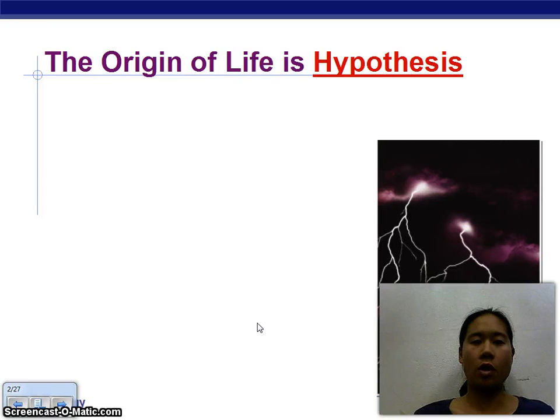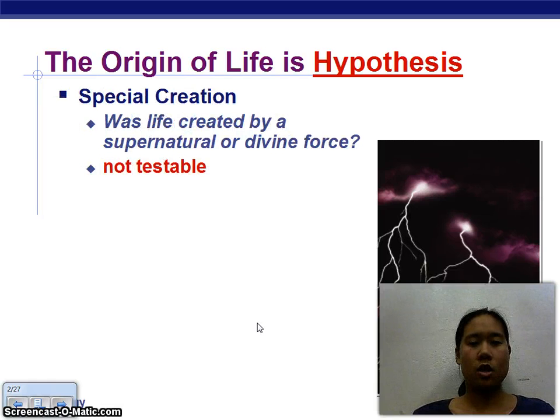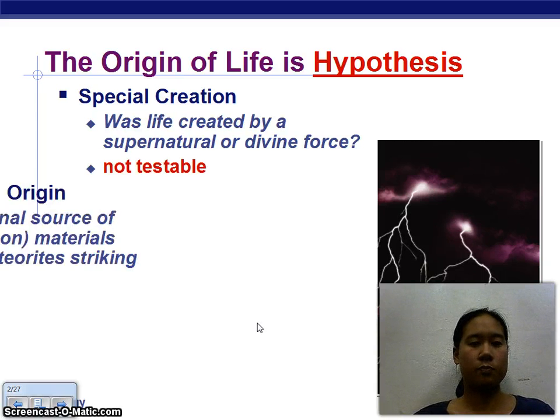There are a couple of different hypotheses or ideas behind how life started. There's always the idea of special creation, so divine intervention, the grand creator. Remember that we have a hypothesis, we have speculation, an idea, but the issue with this is it's not testable. We can't go back in time and observe a special creator.